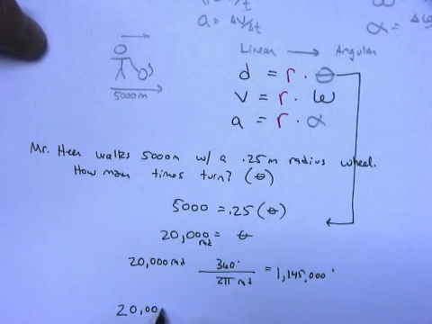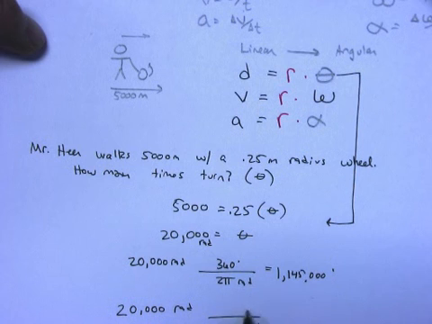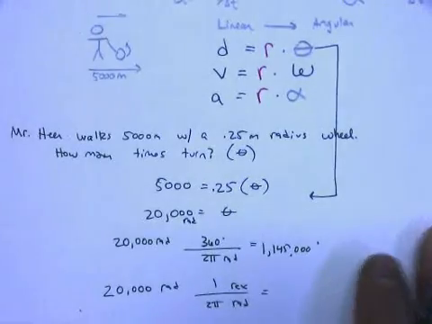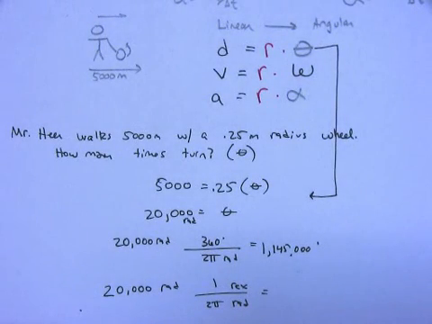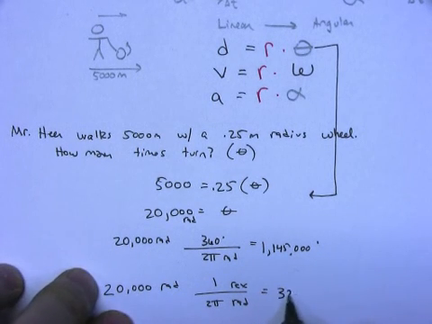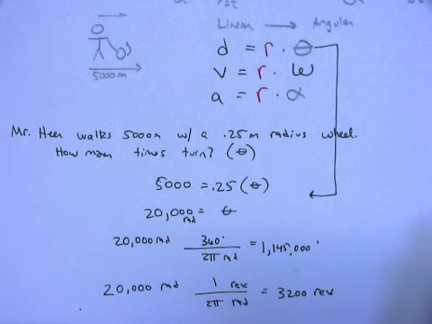So I can take 20,000 radians and change radians into revolutions, because remember, 1 revolution is 2 pi radians. So I can also do this. Just take 20,000 divided by 2 pi. So it's 3,200 revolutions.